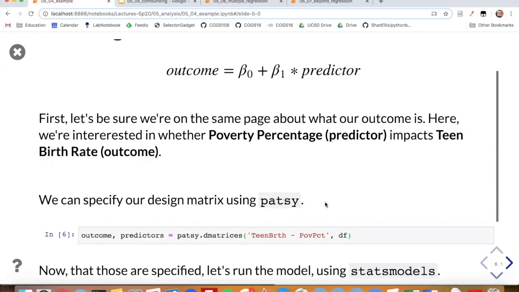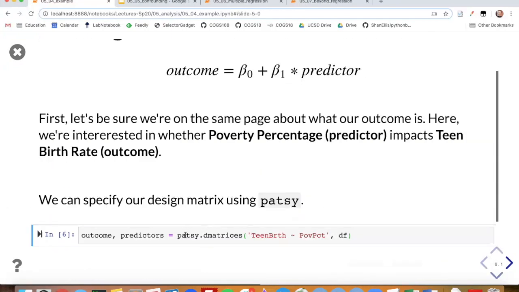is that once we specify a matrix demonstrating the relationship and giving an input as our data frame, we know that poverty percentage is our predictor, as we just talked about, and teen birth rate is our outcome. This will always have the syntax y tilde x. And you can see here that we are storing this information in the variables outcome and predictors. So teen birth rate matrix is going to be an outcome, poverty percentage, and predictors. And we're using the dmatrices function from Patsy.